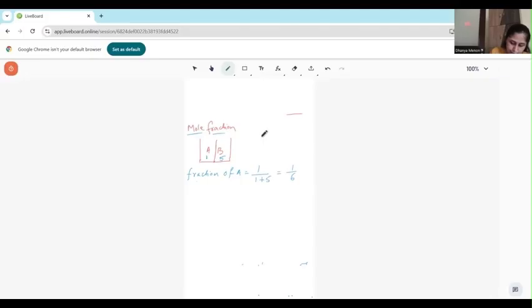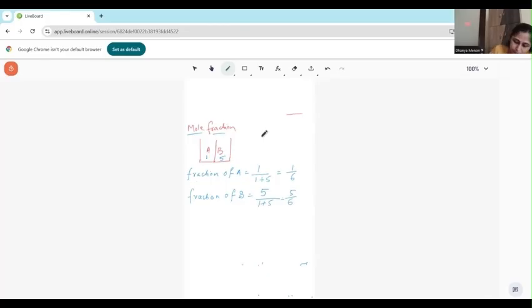Similarly, if I say fraction of B, how much fraction of B is there in the solution? That means 5 is the number of moles of B over the total number of moles present in the solution: 1 plus 5, 5 over 6. So this mole fraction is a concentration term to determine what fraction of the different components are there in the whole solution. Okay.